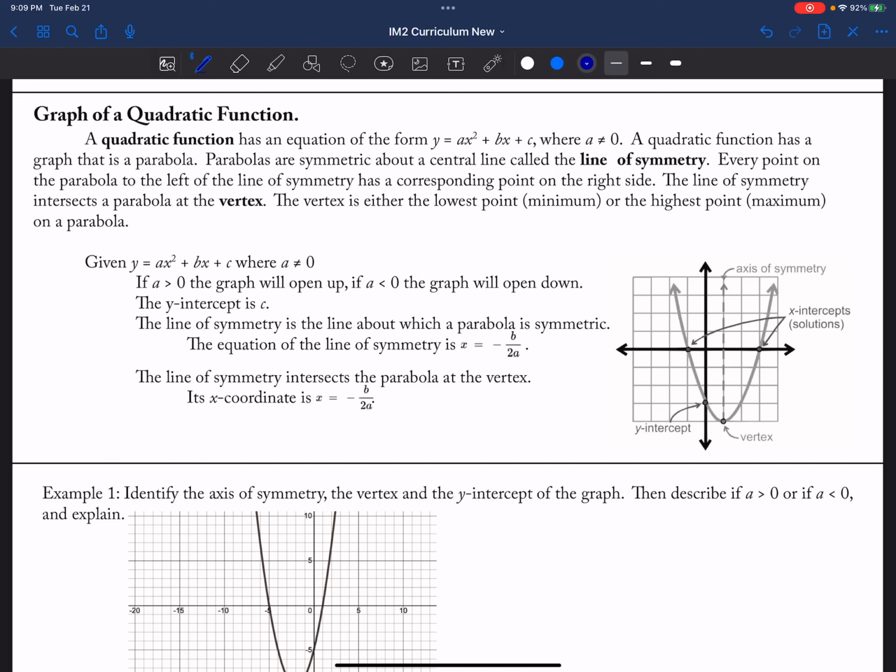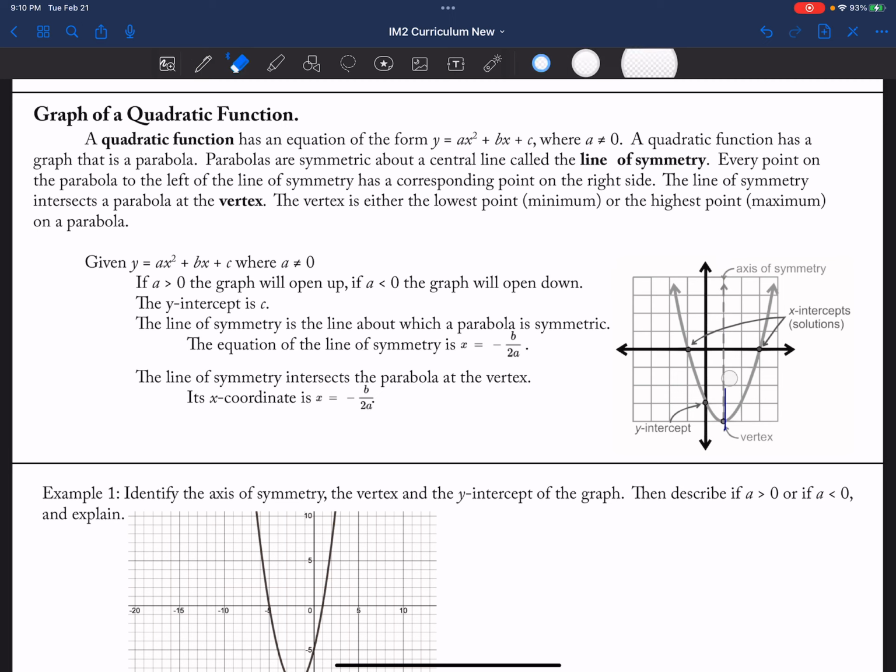Okay, so let's go ahead and take a look at your next section of graphing quadratic functions. A quadratic function is a parabola when it's graphed, and a parabola is symmetric across a line that we call the line of symmetry. It's symmetric on each side of the line of symmetry.